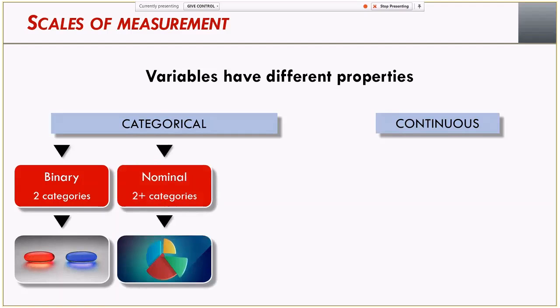Moving one step up are nominal variables. Now, this is an extension of the binary variable where there are more than two categories. So, for example, hair color would be one example. So we have people who are blonde, have brown hair, black hair, and red hair. Another example that's used commonly in research is marital status. So whether the individual is single, dating, common law, married, or divorced. So again, this is an extension of the binary variable.